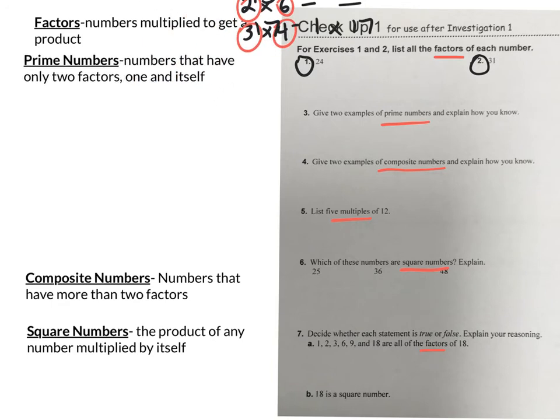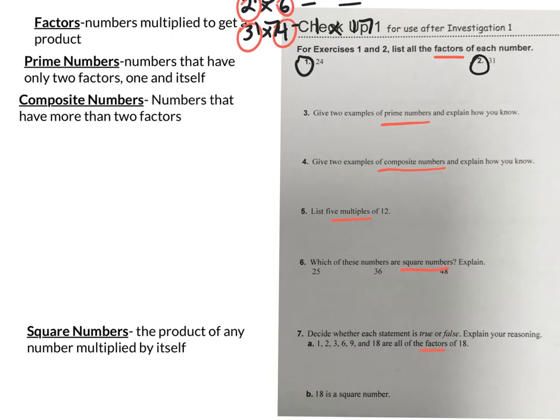The next term, composite numbers. And composite number is what question 4 is asking. So what's a composite number? Composite numbers are numbers that have more than 2 factors. You need to come up with 2 examples. I will do a couple examples for you.